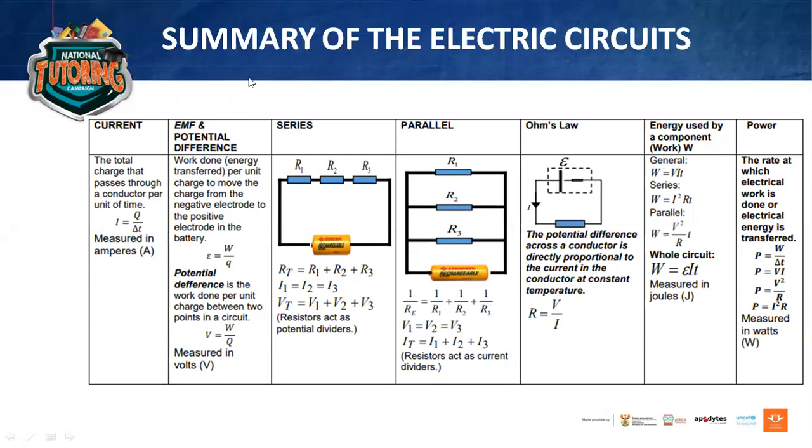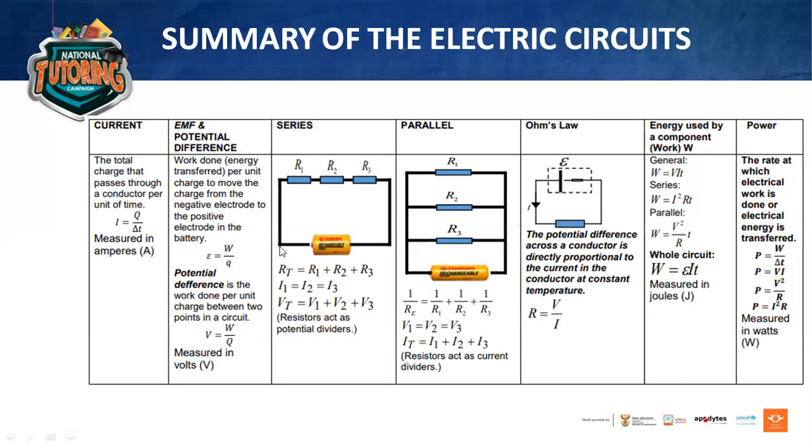Just know that all the time. Then we talk about EMF and potential difference. We are actually talking about the voltage, basically. That's the potential difference. So here the work done, energy transferred per unit charge to move charge from negative electrode to the positive electrode in a battery. So the potential difference is the work done per unit charge between 2 points in a circuit.